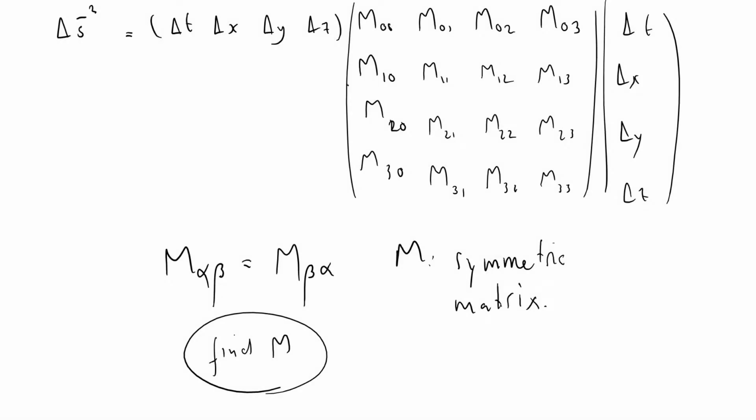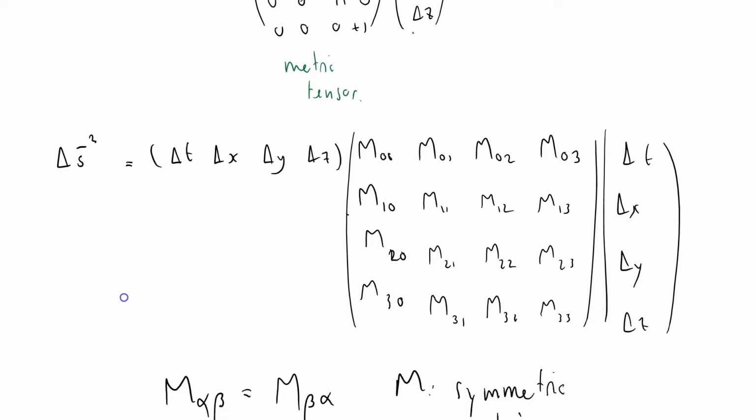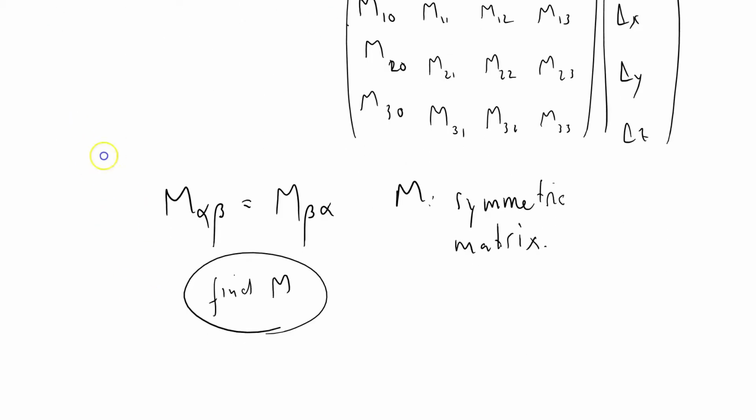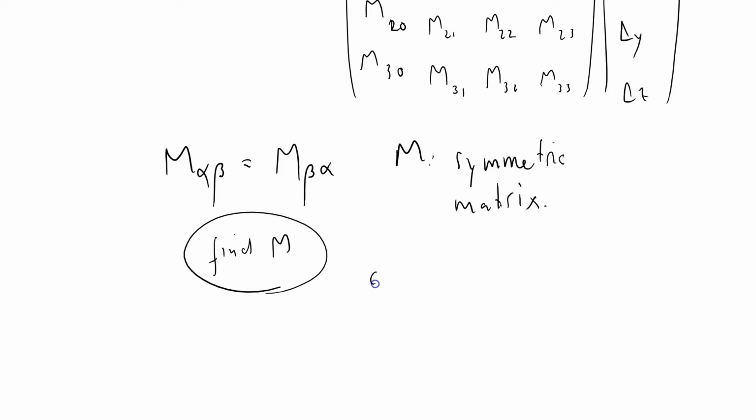General relativity, step by step. I'm trying to find out what this matrix M is here. So what I'm going to do is find M. I'm going to choose delta t, delta x, delta y and delta z so that delta s squared equals 0. They can be completely arbitrary, but I'm going to choose that anyway.